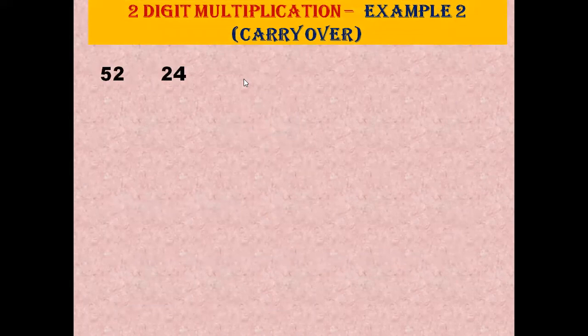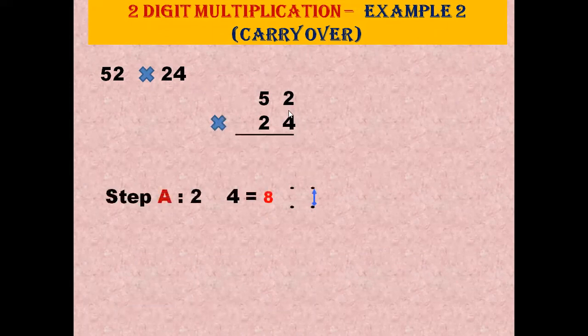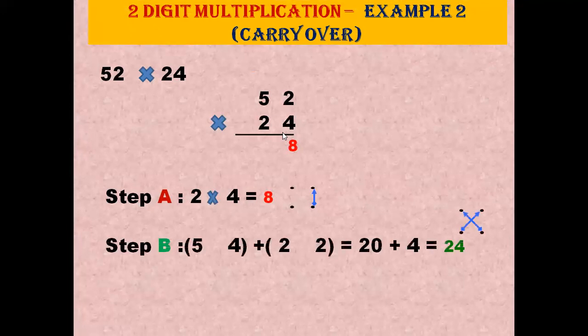The next example is with carryover: 52 times 24. The first step is we multiply the rightmost digits. 2 times 4 is 8. We write it here. The next step is we multiply crosswise and add. So 5 times 4 is 20, and 2 into 2 is 4. So 20 plus 4 is 24.